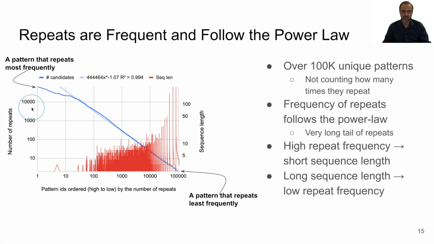We make the following observations. Repetitions of machine code sequences are highly common, and over 100K unique sequences repeat in the app. This is not counting how many times each sequence repeats. The frequency of repeats follows the power law curve, and it has a very long tail. Sequences that have a high repeat frequency have a short sequence length. Conversely, sequences that have a long sequence length have a low repeat frequency.